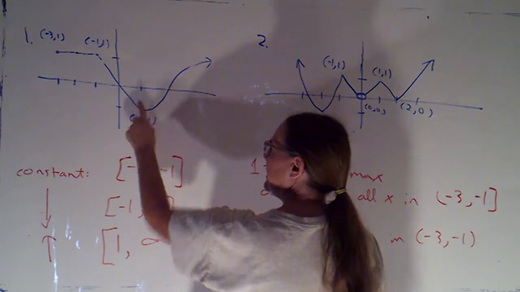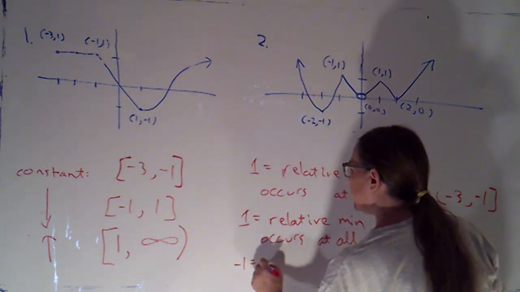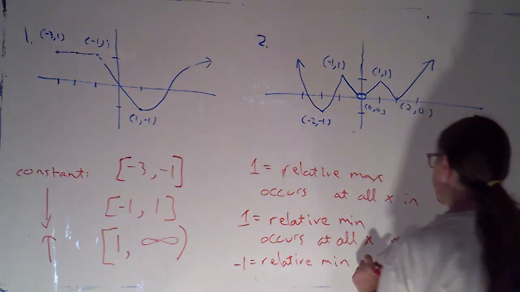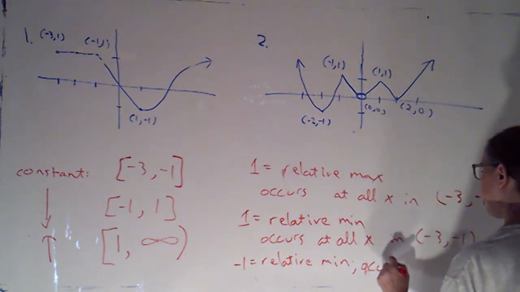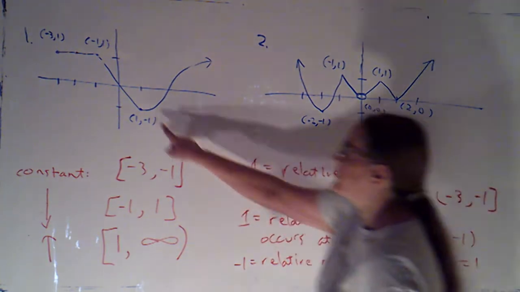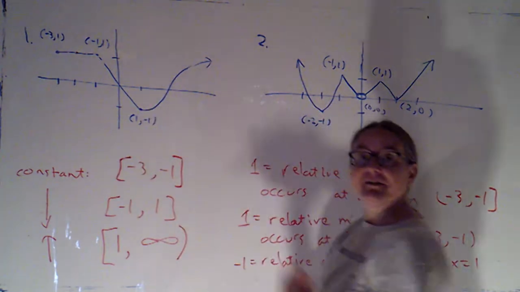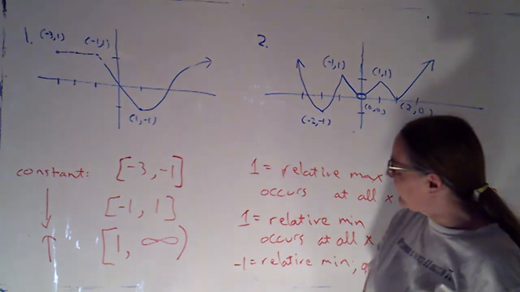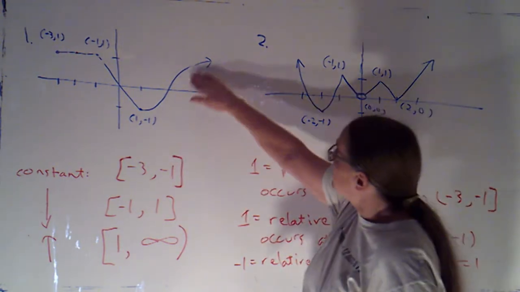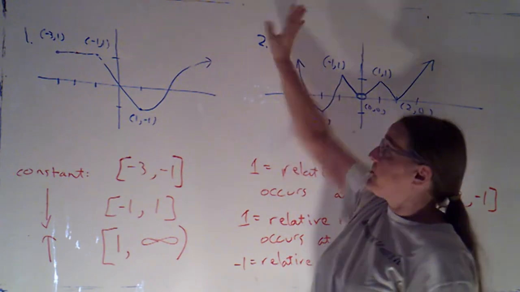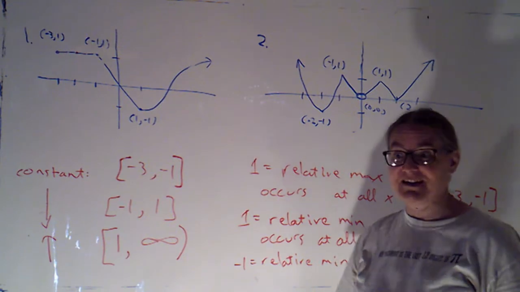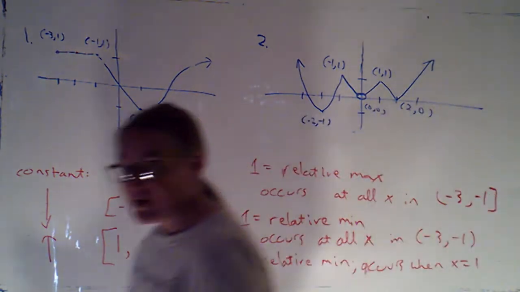If I look here, it looks like -1 is a relative min, and it occurs when x equals 1. The function is defined a little to the left and a little to the right, and if I look a little to the left and a little to the right, I never see anything lower. Looks like the graph just continues going up and to the right, so I'm not going to have any more relative maxes or mins there. All right, so that's question 1.